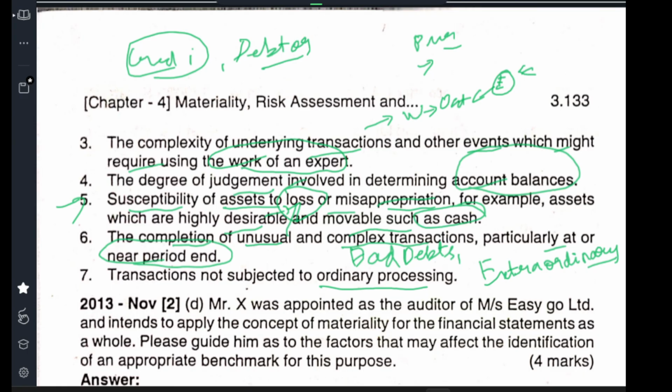Then stock loss: only the finance manager can pass the entry. Then approval of bonus: only the finance manager can do it, not all persons can do it. This is the kind of thing that is there. That is what I'm saying.